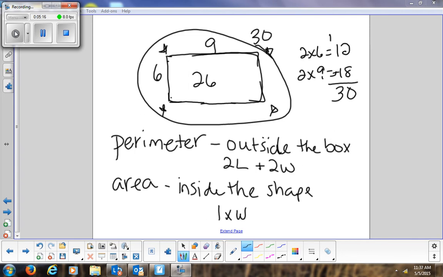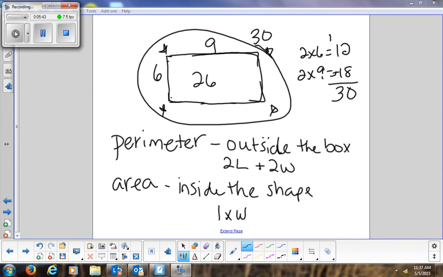I know what I did wrong. Multiply the length to get the what? Length times width. Okay, so perimeter is outside. Area is inside.